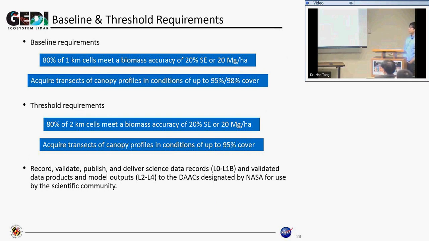The requirements of GEDI: we have baseline requirements of 80% of the 1 kilometer forest cells with a biomass accuracy of 20% standard error, or less than 20 megatons per hectare, and acquiring transects of canopy profiles in conditions of up to 95 to 98 percent canopy cover. We also have threshold requirements, which lower the baseline requirements a little bit. We're also going to validate and push all the data through the NASA DAACs. Level 1 and level 2 are going to be at Oak Ridge, and level 3 and level 4 are going to be at the LP DAAC. I can verify this later, but it's just a general idea.